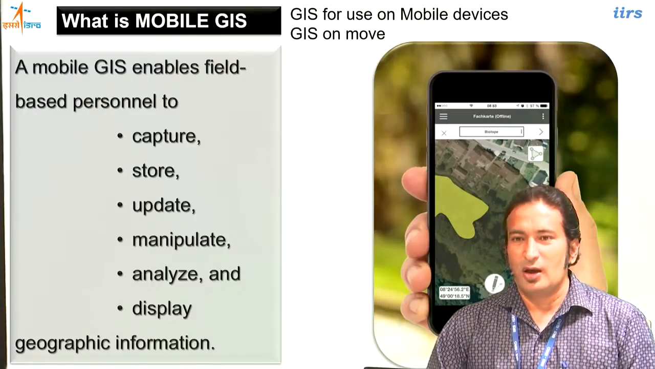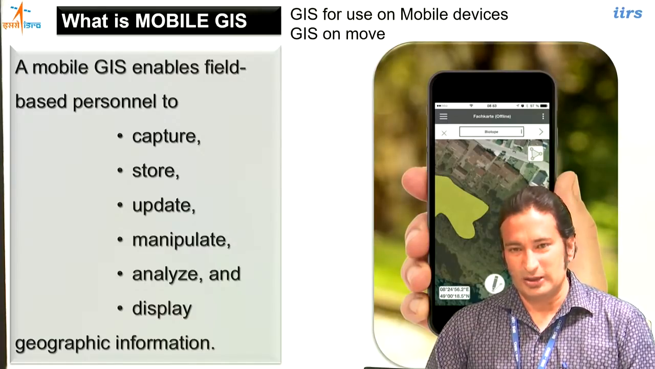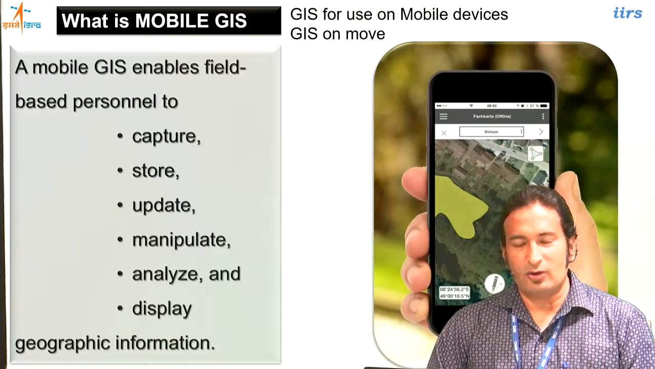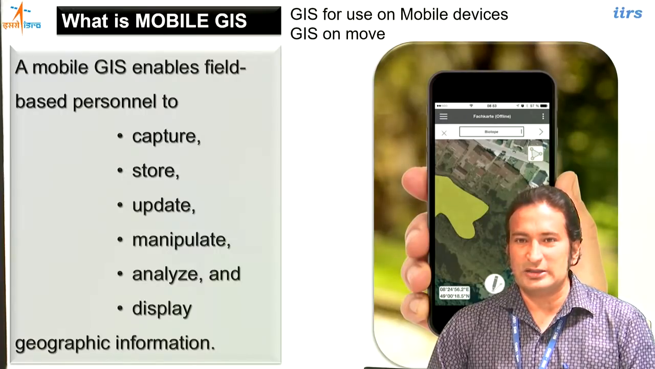Like I want to map the agricultural fields, I want to collect some GCPs, I want to do asset mapping. So this is data capturing. All this mobile GIS enables in the field.